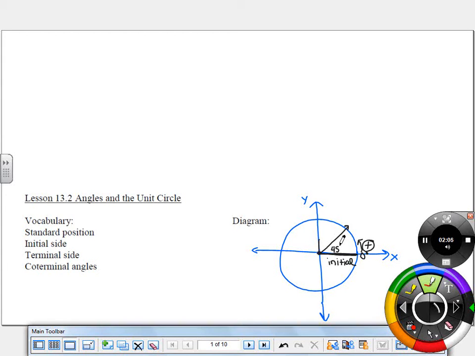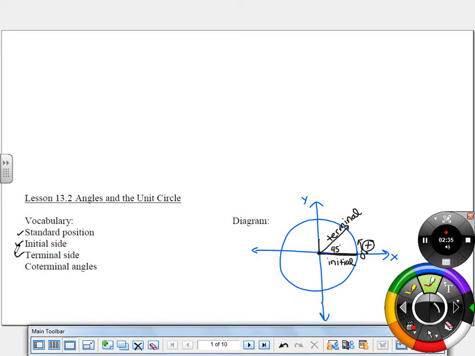Its initial side is on that positive portion of the x-axis, and its terminal side is the place where you end the angle. So the terminal side of the angle is the place where the angle ends. Makes sense, right? Terminate. So initial is the starting, always on the x-axis. Terminal side is wherever you end up from that initial position. So we just talked about standard position, initial side, and terminal side.